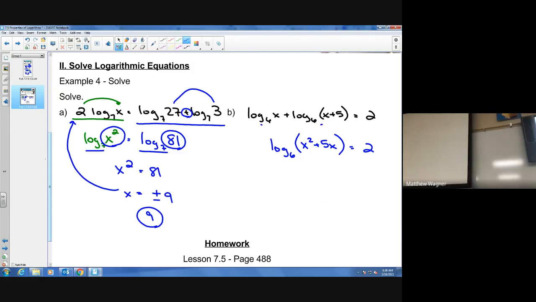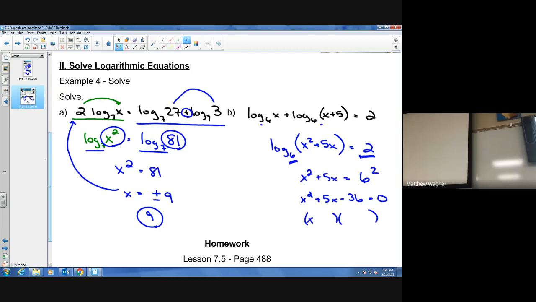For whatever reason, people just like to say that x squared plus 5x equals 2. That's not the case. There's no logarithm on this side, okay? We can't do that, right? What we have to do is use that definition. Remember, logarithms, base, power. So 6 squared equals x squared plus 5x. And then we can move the 36 over and solve this way.